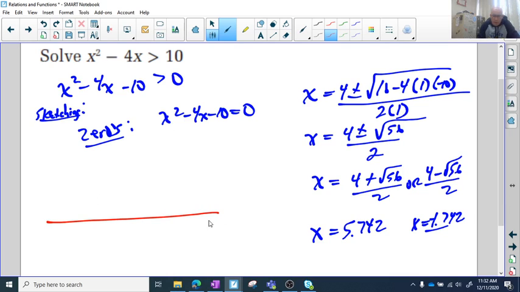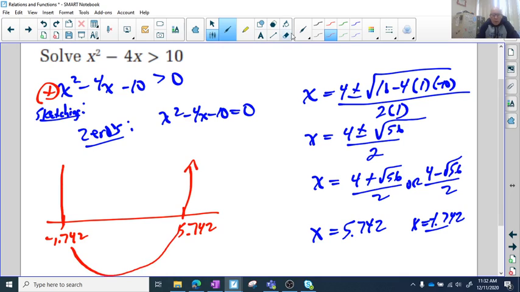Go to your number line, put these where they would be, so negative 1.742. 5.742 would be to the right of that. This quadratic has a positive stretch factor like the last one, so it opens up as well, like so. We are looking for where it is greater than 0, which implies above the x-axis. No equal sign this time.